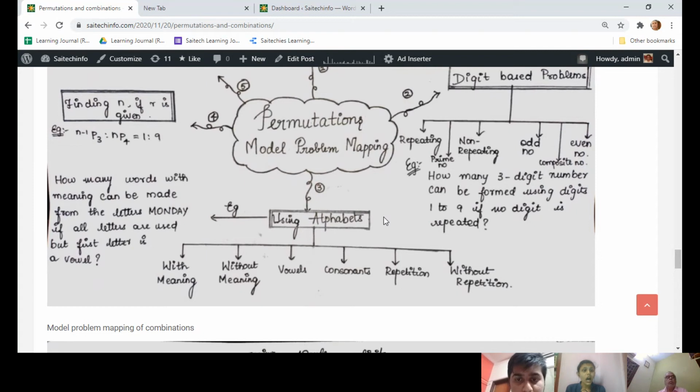For example, how many words with meaning can be made from the letters of Monday if all letters are used, but the first letter is a capital, and the first letter is a vowel?